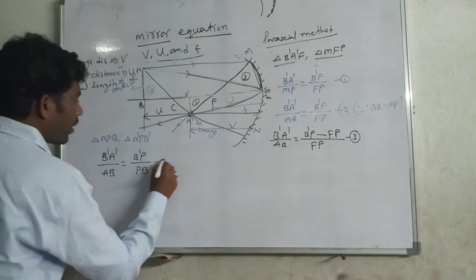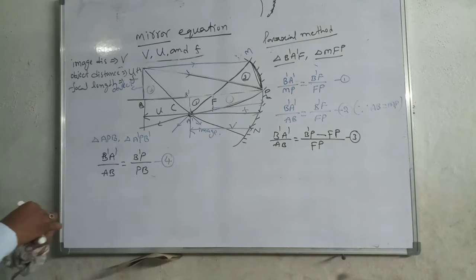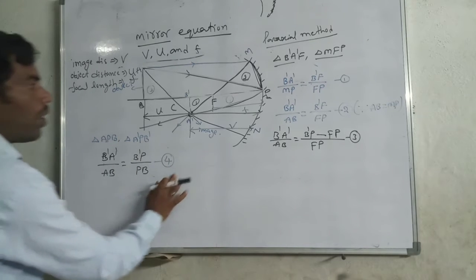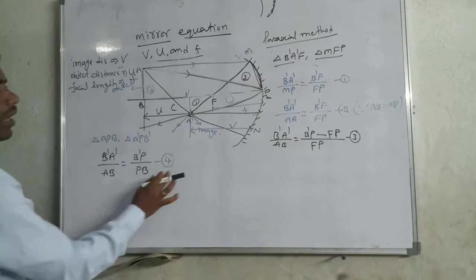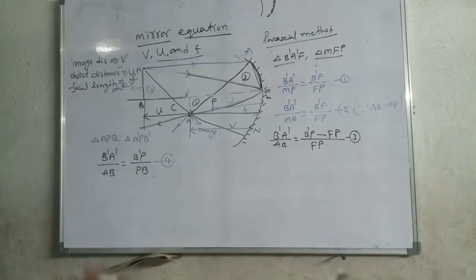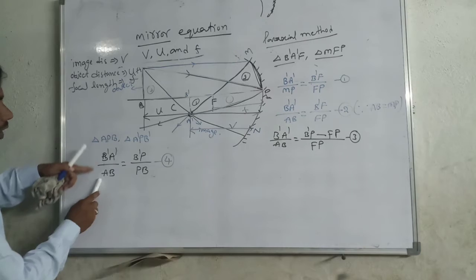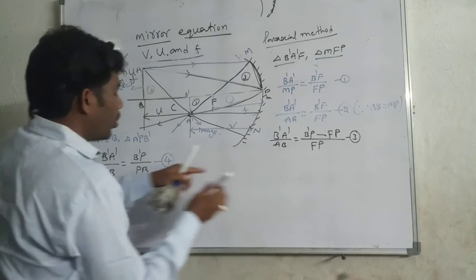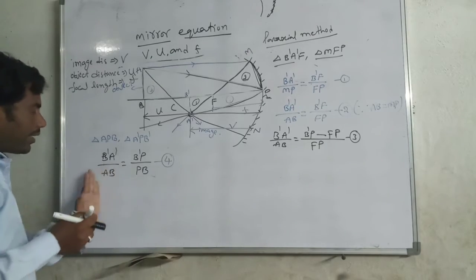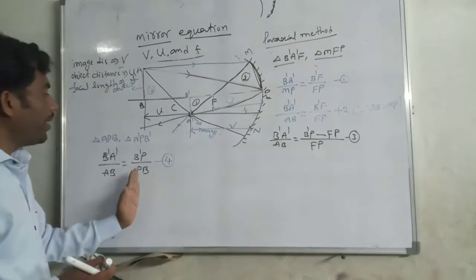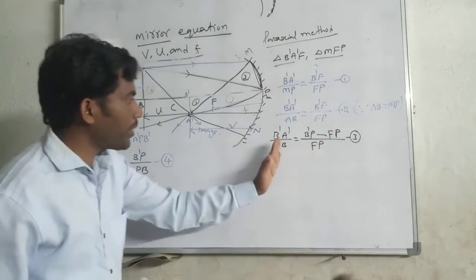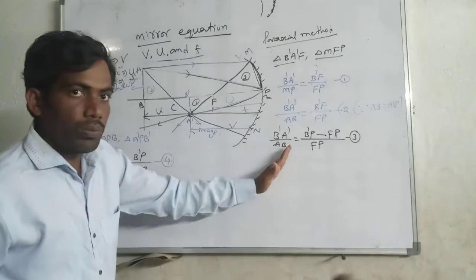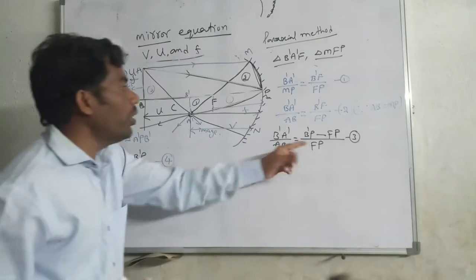This is equation 4. From the third and fourth, we see clearly that one of these is B dash A dash by AB, and this is A dash B dash A dash by AB. So the right sides are equal, so the left sides must also be equal.